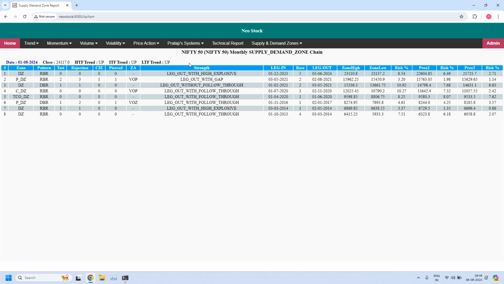And trend, whichever the time frame you select, that will be assumed as a LTF. So it is the monthly time frame is up because we selected monthly. So this is the way you should understand for the remaining time frames also. One time frame higher is ITF, one more time frame higher is HTF. Okay, this is the monthly supply demand zone chain for NIFTY. NIFTY is not having any supply zones.